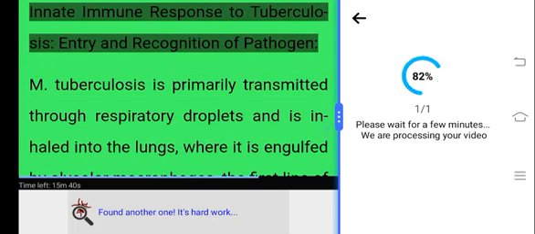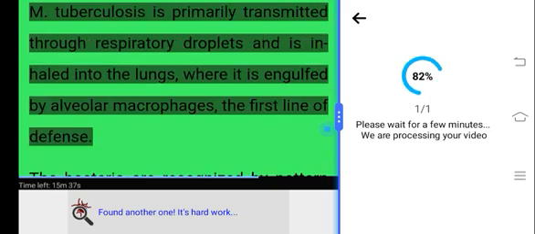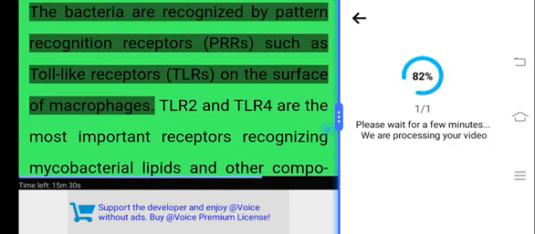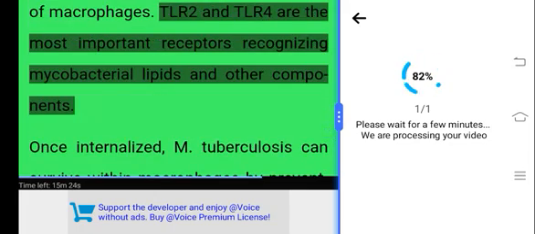Innate immune response to tuberculosis: entry and recognition of pathogen. M. tuberculosis is primarily transmitted through respiratory droplets and is inhaled into the lungs, where it is engulfed by alveolar macrophages, the first line of defense. The bacteria are recognized by pattern recognition receptors, PRRs, such as toll-like receptors, TLRs, on the surface of macrophages. TLR2 and TLR4 are the most important receptors recognizing mycobacterial lipids and other components.